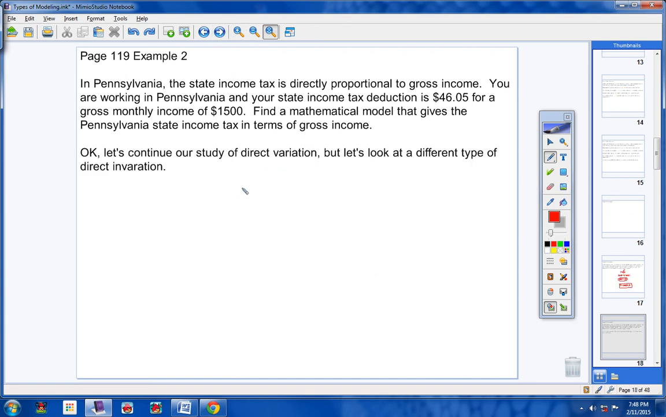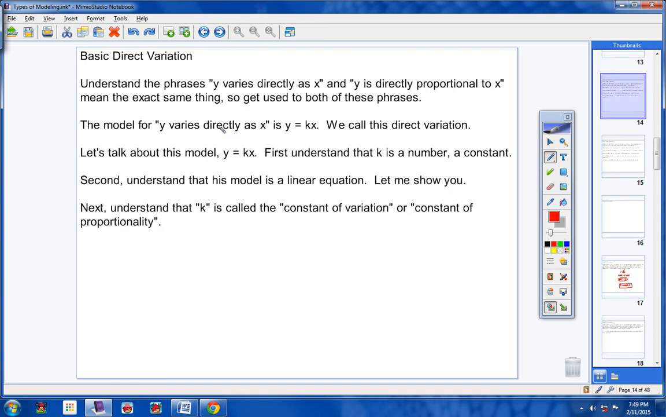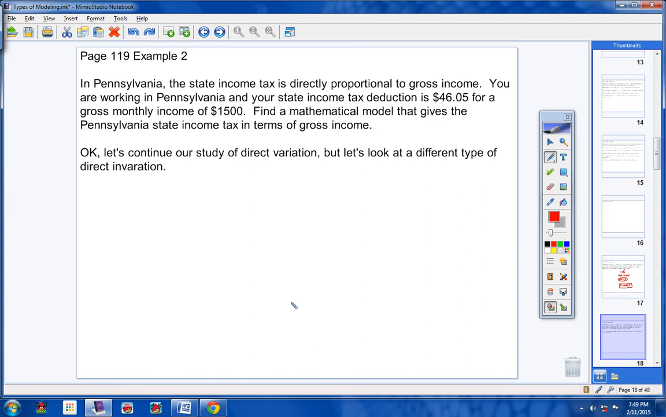Now, let's continue our study of direct variation, but let's look at a different type of direct variation. Remember, I told you we were looking before at basic direct variation. Now we're going to move on to a more complex type. I would make note in your notes that we're switching gears a little bit. Direct variation as an nth power. Please copy that down.